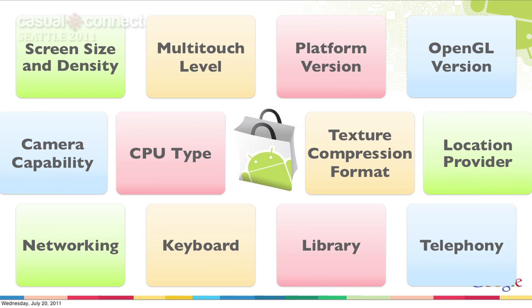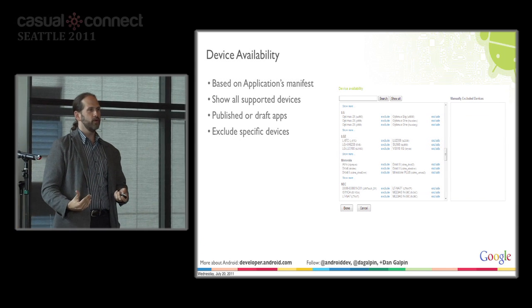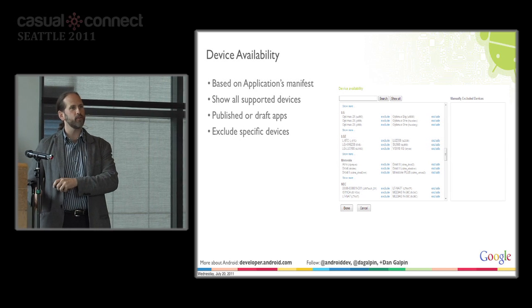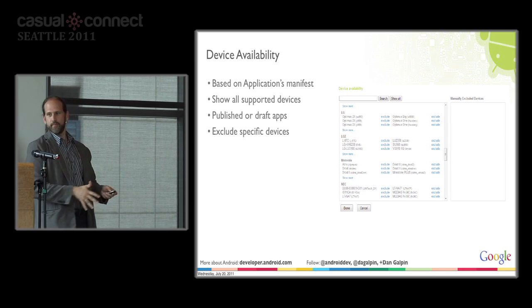by the same rules. And so what Android Market allows you to do is filter on a whole bunch of criteria: screen size and density, multi-touch, platform version, OpenGL. We also allow you to deal with devices directly. So you can actually exclude a specific device if you find out it's having trouble. All of these things are designed to make sure your customers end up happy when they get your game.